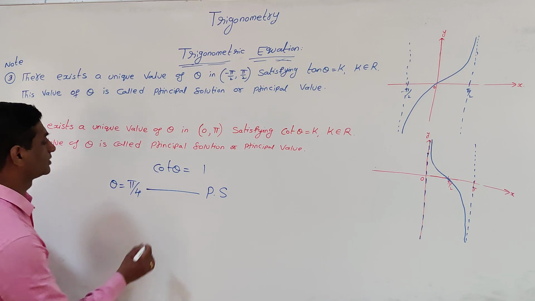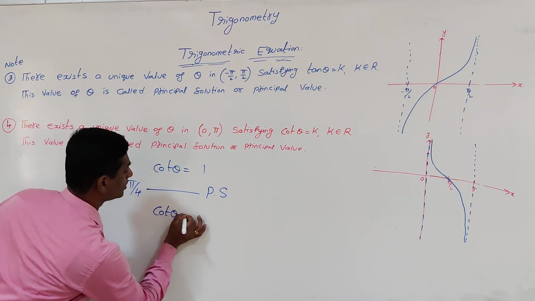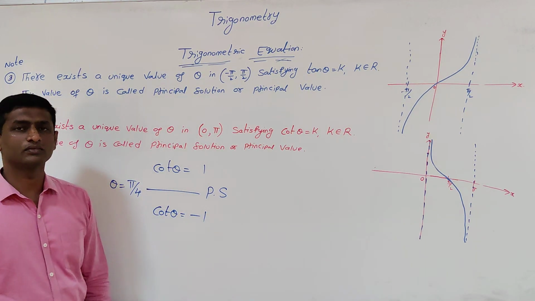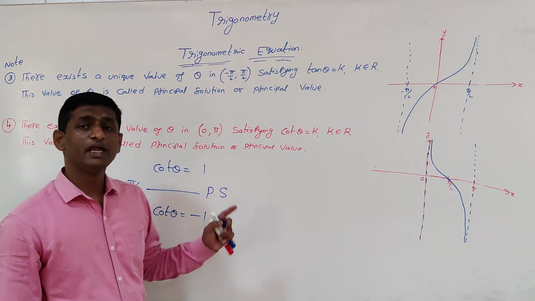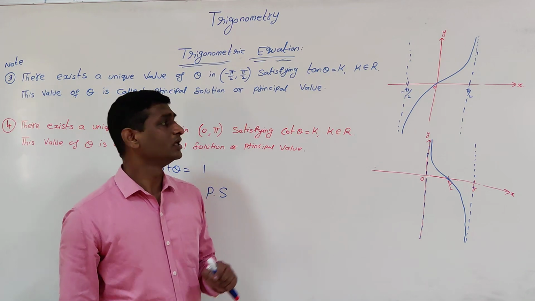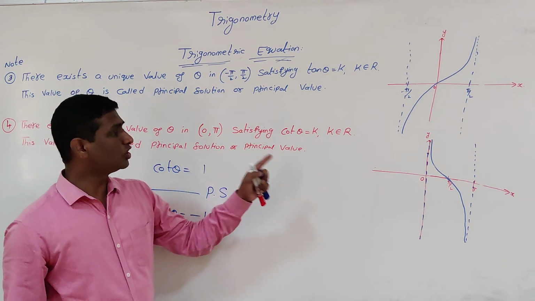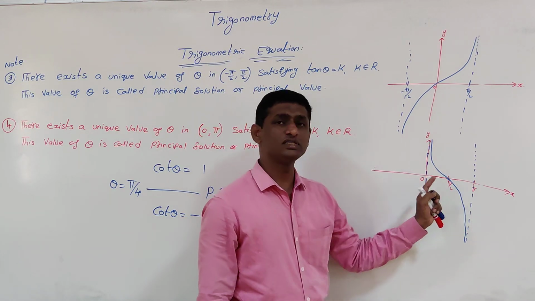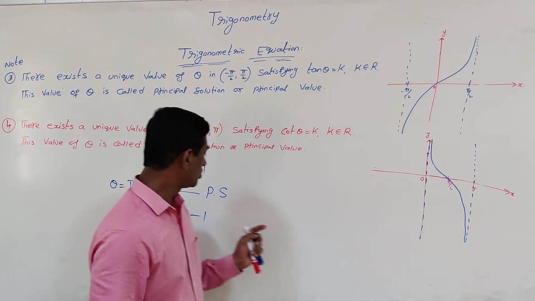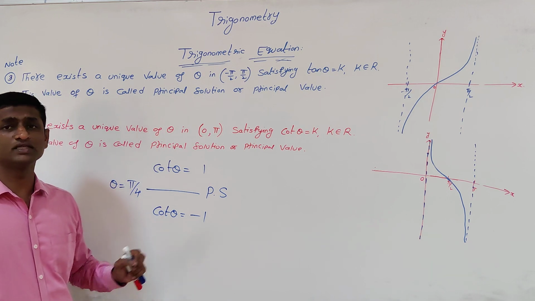If I consider cot theta is equal to minus 1, it should lie in the range from 0 to pi. 0 to pi by 2 is the first quadrant, pi by 2 to pi means the second quadrant. So cot theta is negative means it should lie in the second quadrant.